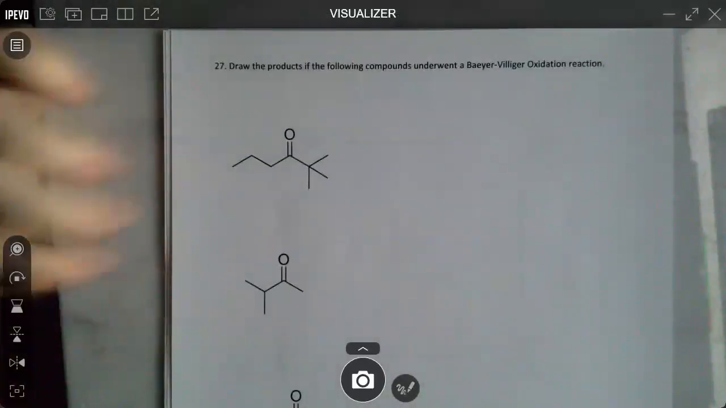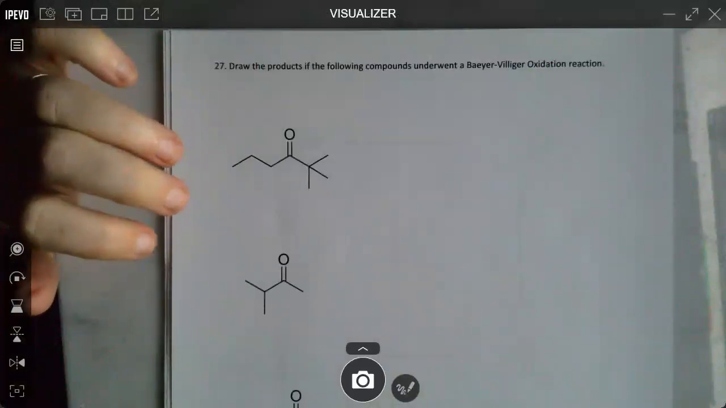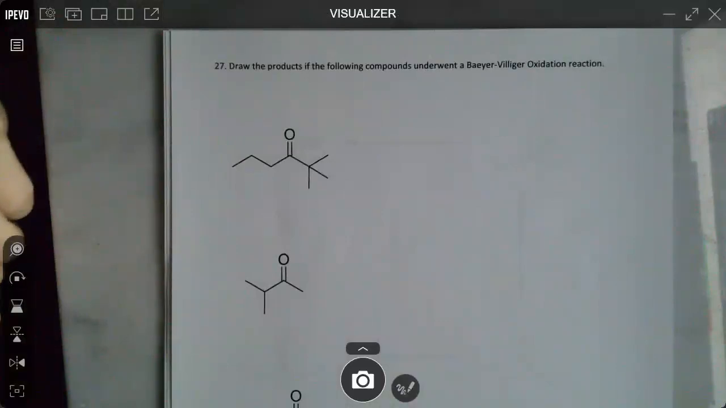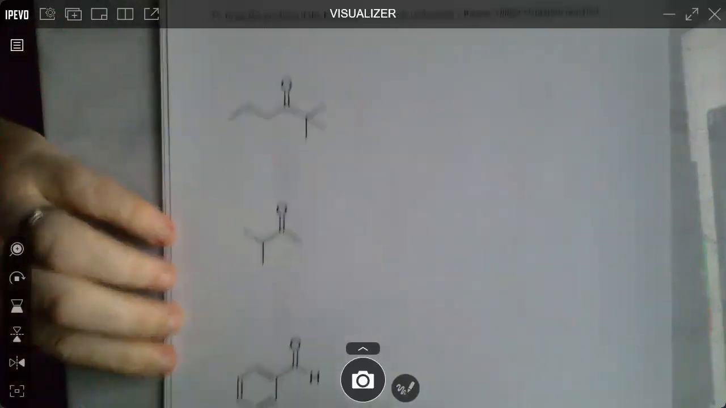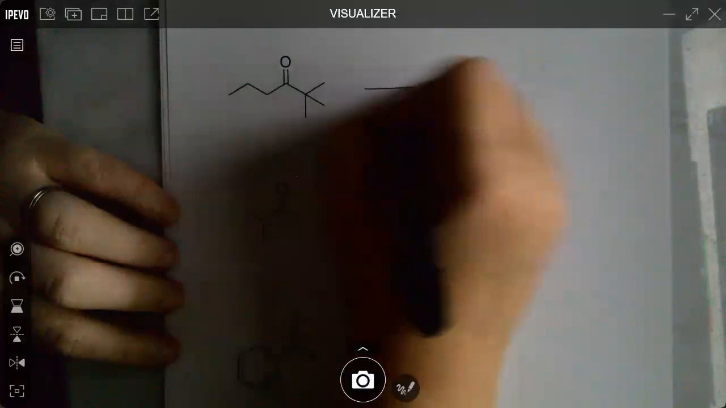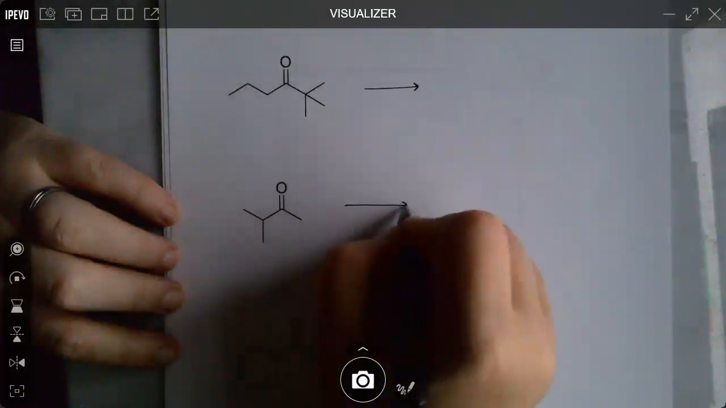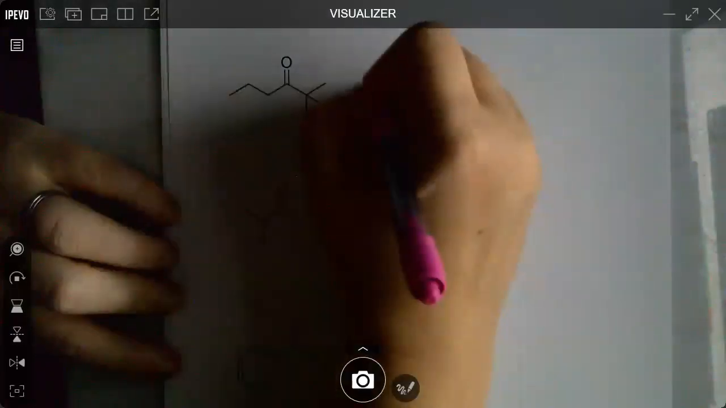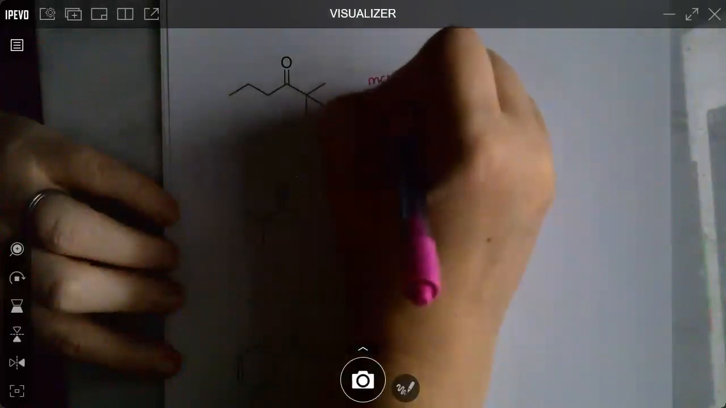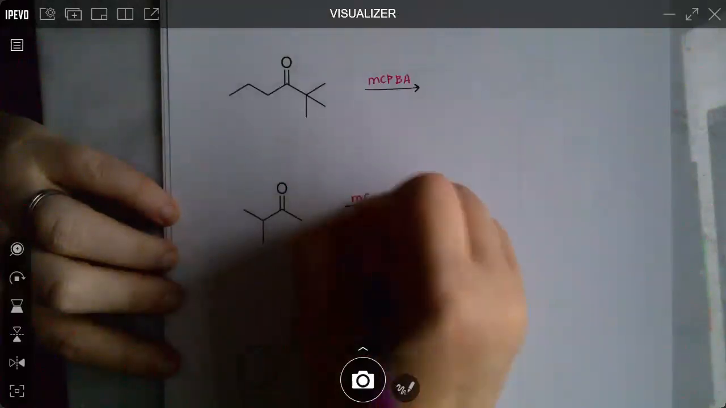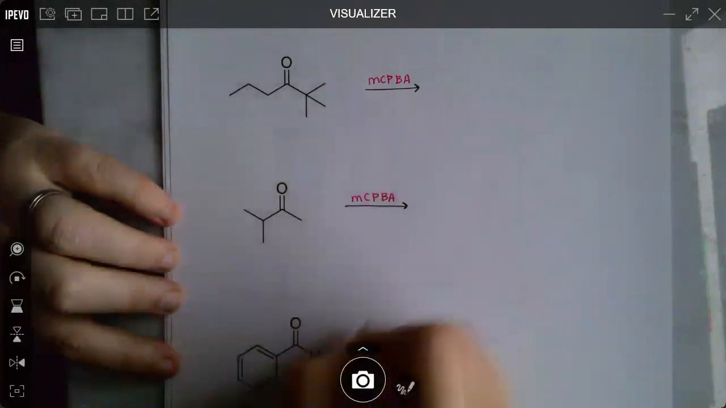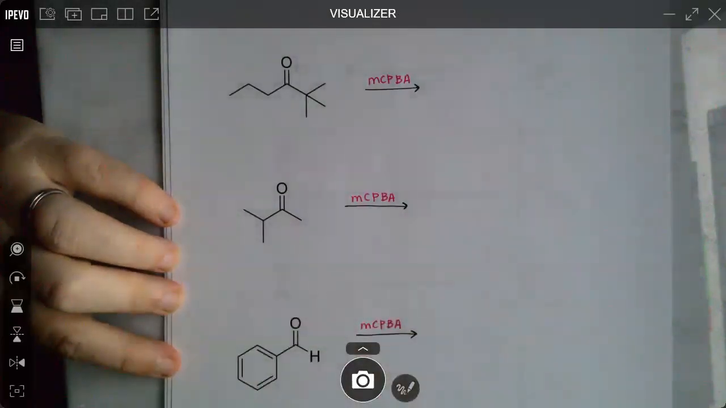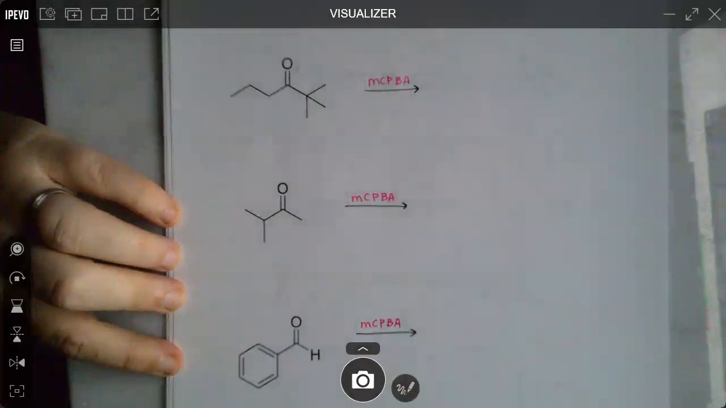Draw the products if the following compounds undergo a Baeyer-Villiger oxidation reaction. So in a Baeyer-Villiger oxidation, these substrates, aldehydes or ketones, are treated with MCPBA, which again stands for metachloroperoxybenzoic acid. It can form epoxides from alkenes, or it can do the Baeyer-Villiger oxidation.